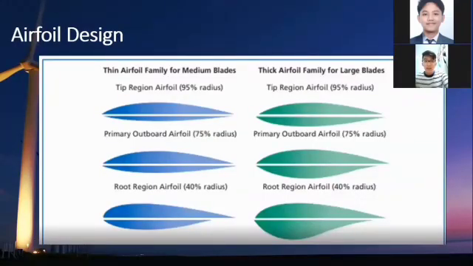So these are the airfoil designs. Thin airfoil family for medium blades: tip region airfoil at 95% radius, primary outboard airfoil at 75% radius, root region airfoil at 40% radius. And for the thick airfoil family for large blades, the tip region airfoil is at 95% radius, the primary outboard airfoil is at 75% radius, and the root region airfoil is at 40%. So next.